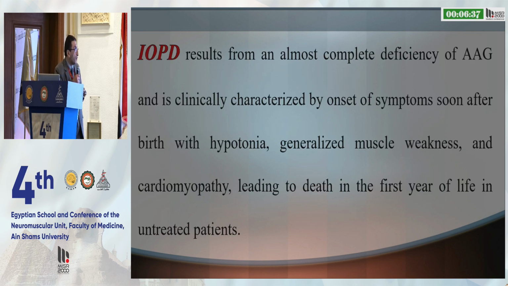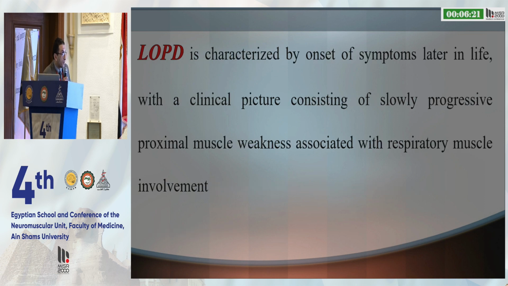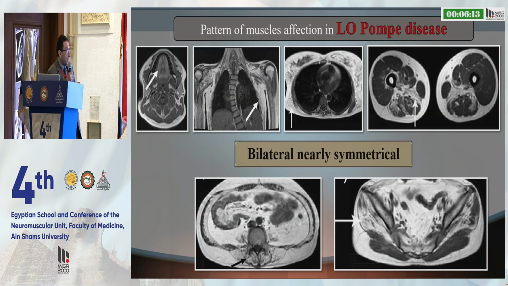To talk about infantile onset, it results from an almost complete deficiency of acid alpha glucosidase and is clinically characterized by onset of symptoms soon after birth with hypotonia, generalized muscle weakness, and cardiomyopathy, leading to death in the first year of life if untreated. While the late onset is characterized by onset later in life with a clinical picture of slowly progressive proximal muscle weakness associated with respiratory muscle involvement.